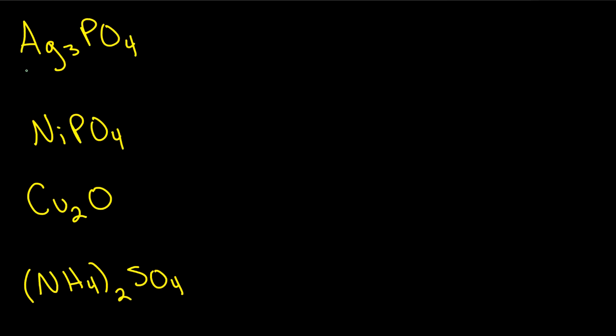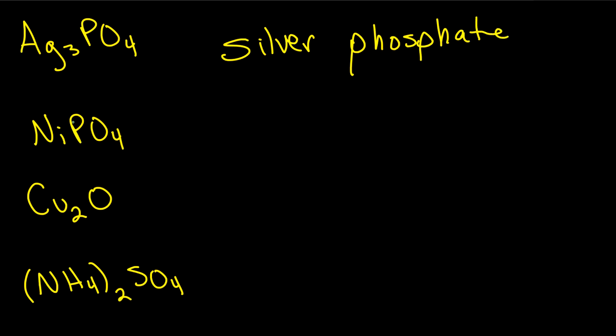Next example, Ag3PO4. Ag is silver. Now silver is a transition metal, but it only has one ionic form, which is a +1 charge, so I don't need to worry about naming it. I just leave it as silver because it's understood to be 1. PO4 is a polyatomic ion. PO4 is phosphate. So we get silver phosphate.